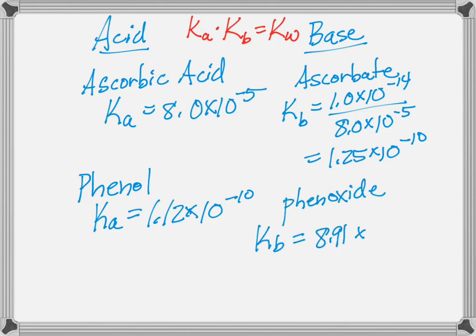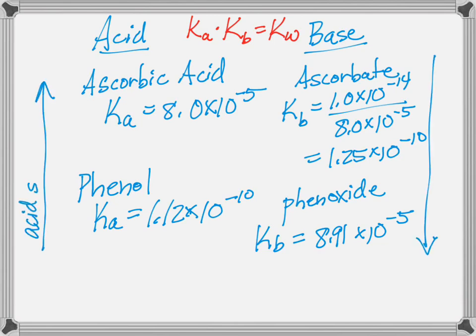Phenol's conjugate base is called phenoxide. Using the same approach that we did with ascorbate, we can find the Kb for phenoxide, and it is 8.9 times 10 to the minus 5. What you hopefully notice is that there's an inverse relationship between acid strength and base strength. So in the acids, ascorbic acid is a stronger acid than phenol. On the flip side, with the bases, phenoxide is a stronger base than ascorbate.